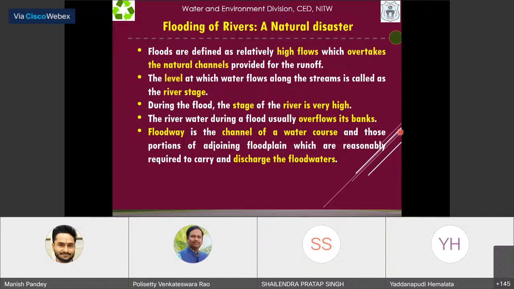So the river water during the flood usually overflows its banks. As long as the water flows within the banks, it is unlikely to inundate the adjoining areas. So here we'll be introducing one more term, called floodway, which is the channel of the water course and those portions of the adjoining floodplain which are reasonably required to carry and discharge the floodwaters.